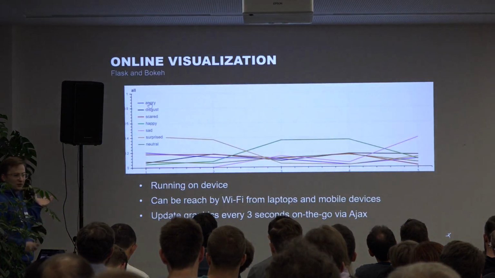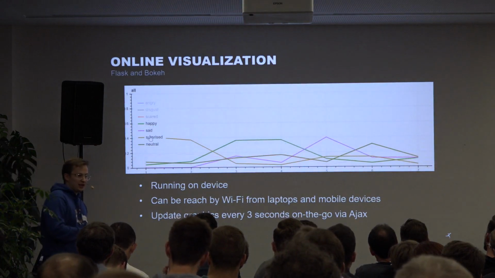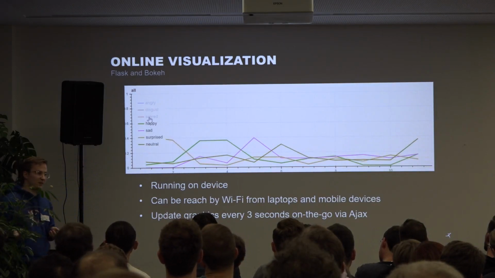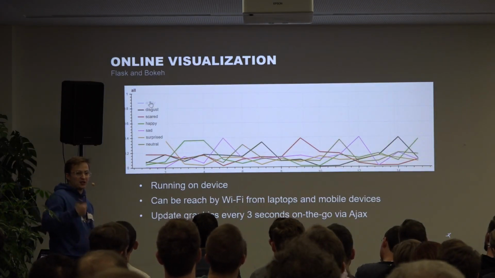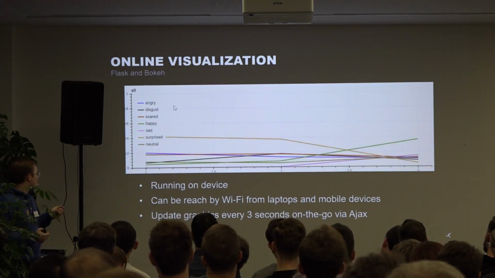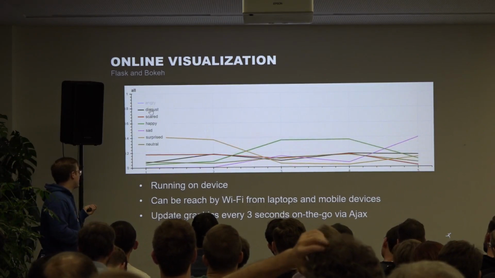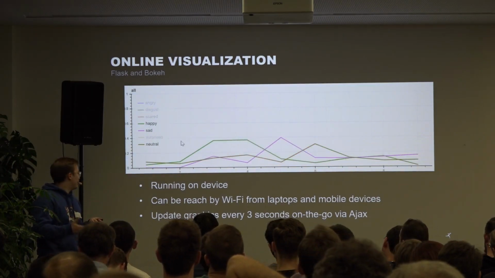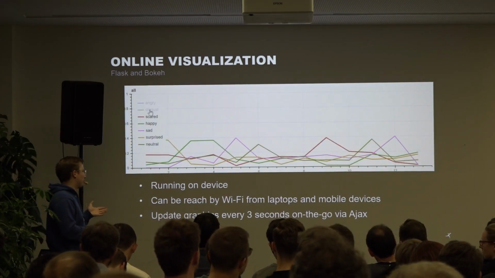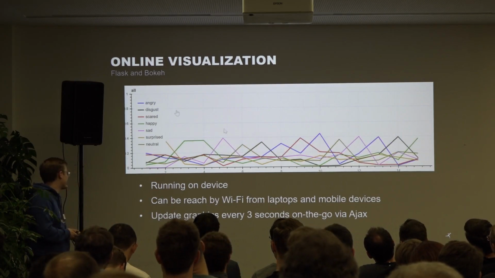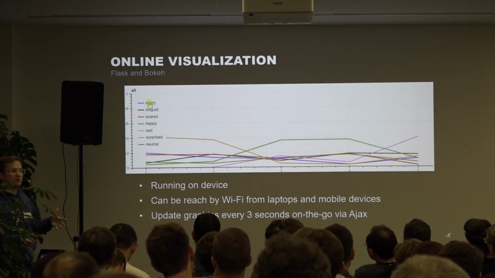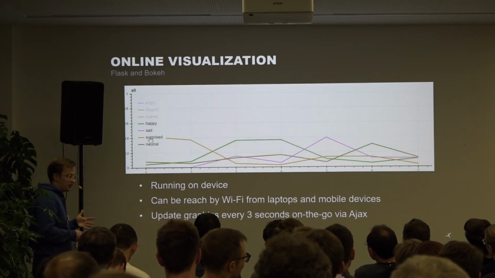First of all, you can do online visualization. I used Flask and Bokeh, and the main part here is that I also run it on the device itself. While it has Wi-Fi, everybody can join this camera and check the results. As you can see, I also used Ajax here, and it updates on the go. You don't need to refresh the page or anything like this, and you can change which emotions you want to follow, what you want to check, and so on.